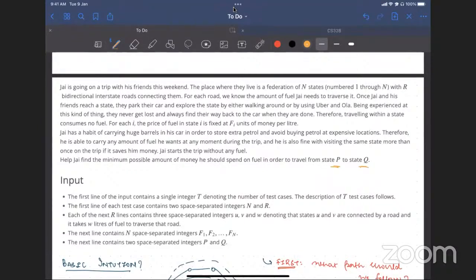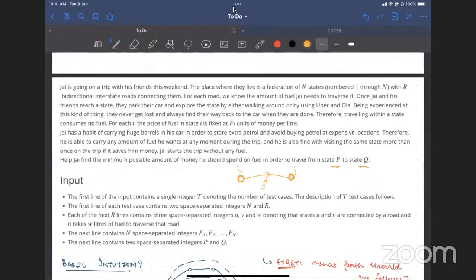The total number of roads connecting the states with each other is R. For each road, you need some fuel to traverse through it. Once you reach a particular state and you're exploring within the cities, there is no additional cost. So for example, if you start from I and go to J, and you park your car in J, then there is no additional cost. You're going from state I to state J, and the cost associated is F.